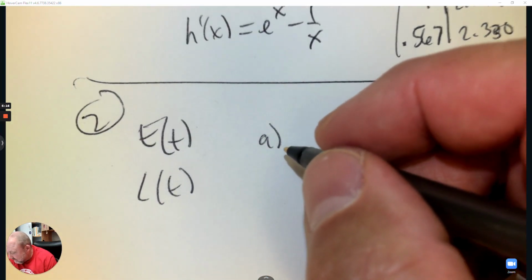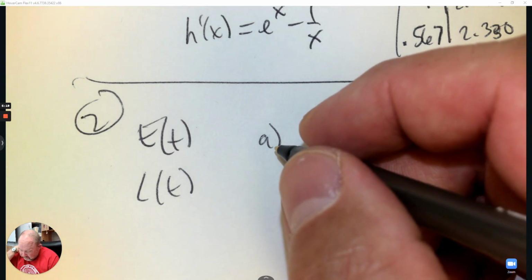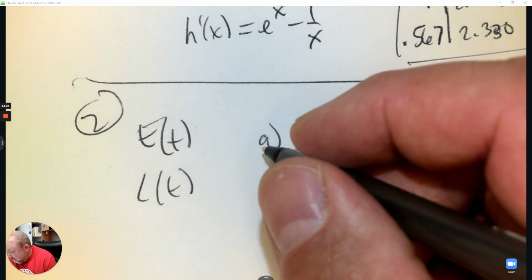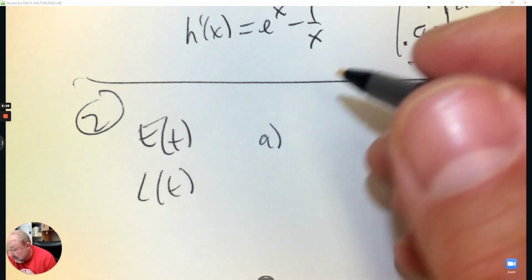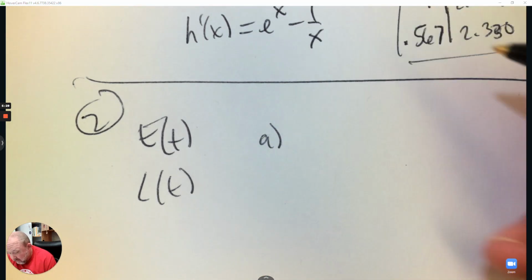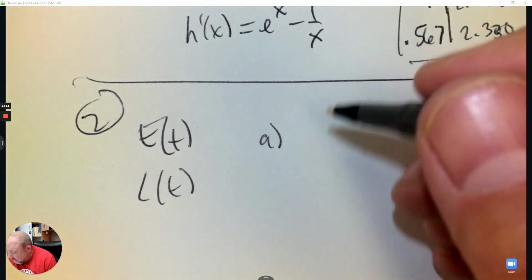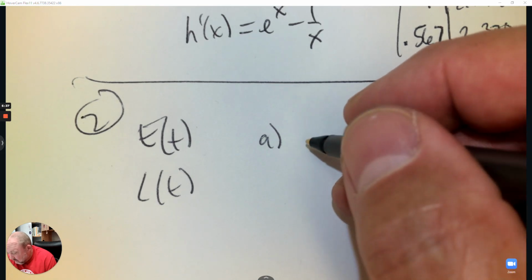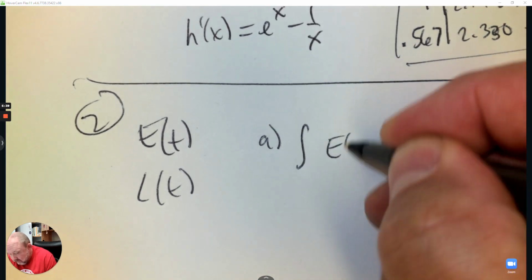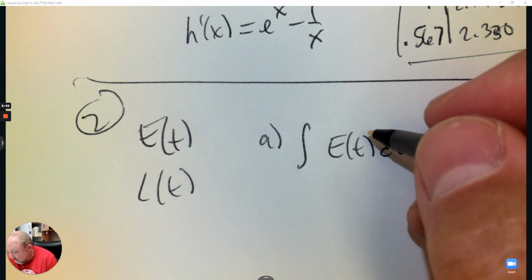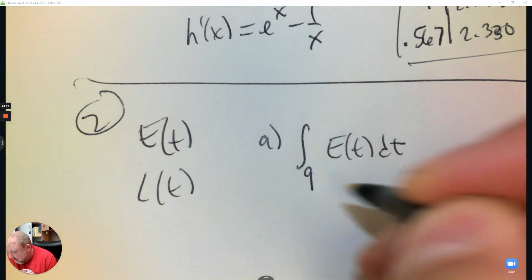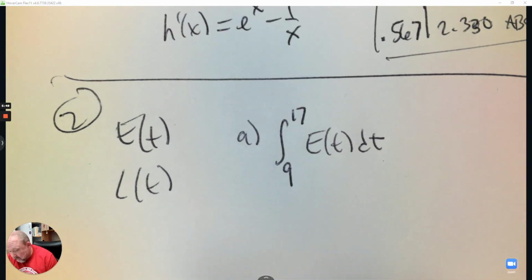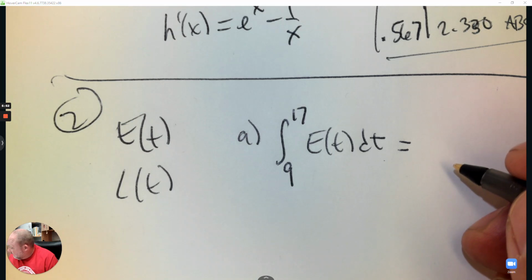Part A: they're valid from 9 to 23, the hours during which the park is open, measured in hours after midnight, so 9 a.m. to 11 p.m. How many people have entered the park by 5 p.m.? Entered the park means we're going to integrate using E. It started at 9 and ended at 17. Type that in with the equation given in the question, and you get the answer.